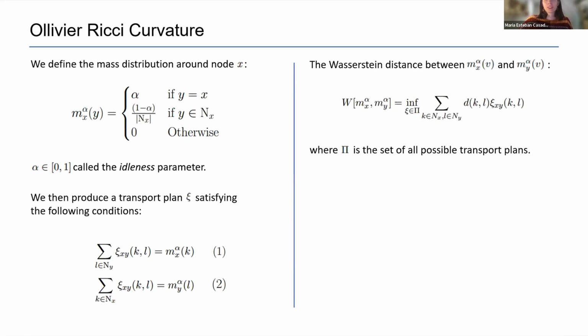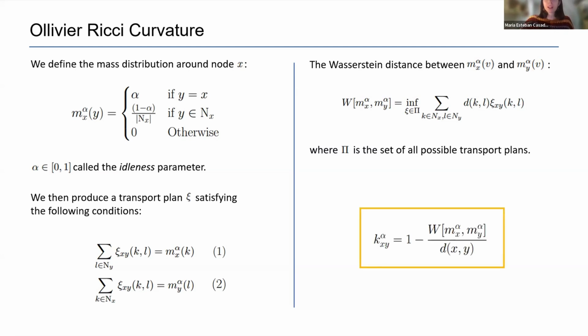And we then define this Wasserstein distance between the mass distributions as the infimum among all this set of transfer plans times a cost function, which in this case is the graph distance between the nodes. So the graph distance between two nodes is just the length of the shortest path connecting them. And finally, we get that the curvature in function of this parameter alpha is 1 minus the Wasserstein distance divided by the distance between the nodes.